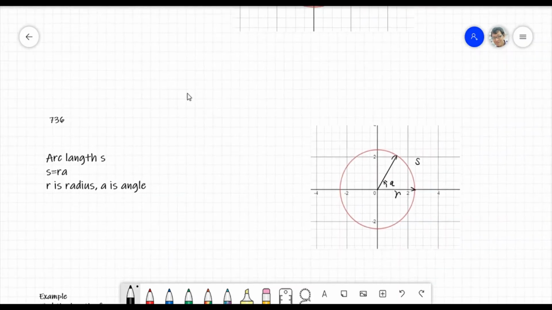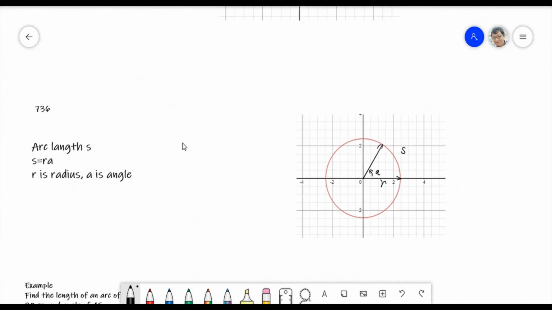So let's go to another concept. Arc length. As I already introduced the radian, it's quite easy to understand, right? So this is exactly the other side of the angle, another line going to angle A, then the distance it should walk, the arc, we call S, is the length of the arc. The length of the arc equals R times A. R is the radius.